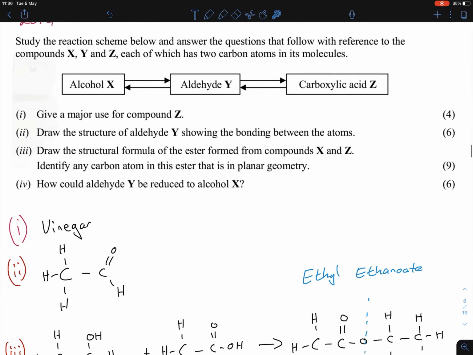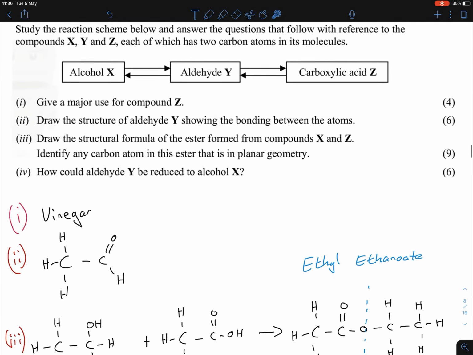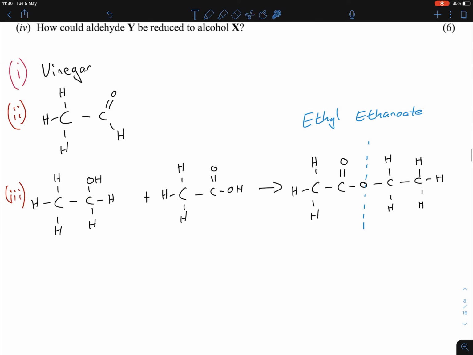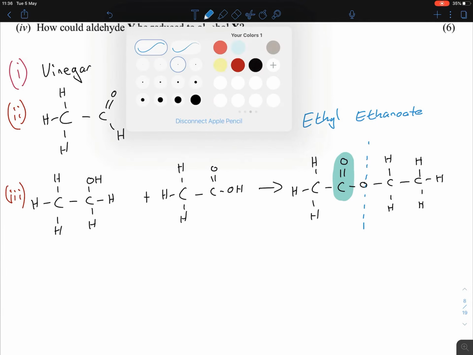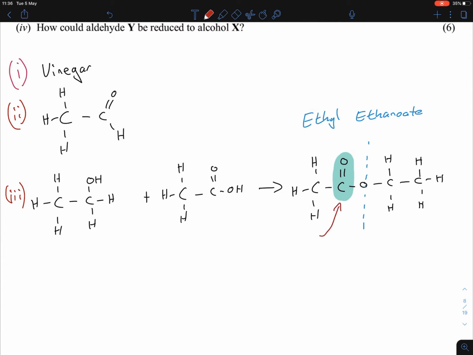planar or tetrahedral. So in this case here, identify any carbon atom in the ester has a planar geometry. Well, the only thing that's going to have planar geometry is going to be one that has a double bond in it, or a triple bond. Now esters don't have triple bonds, so therefore it's going to be a double bond. So this is my carbon atom here. That is planar. And all I'm going to do there is I'm going to just draw a line up to it and say planar.